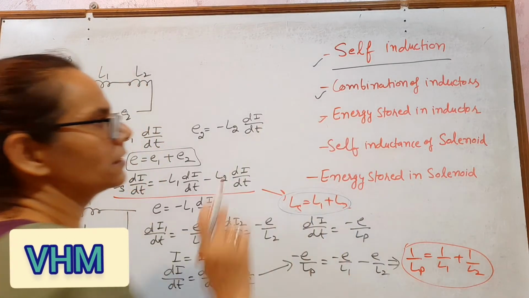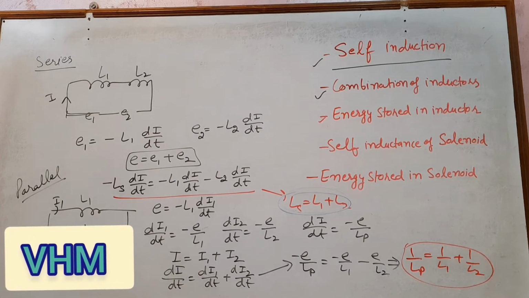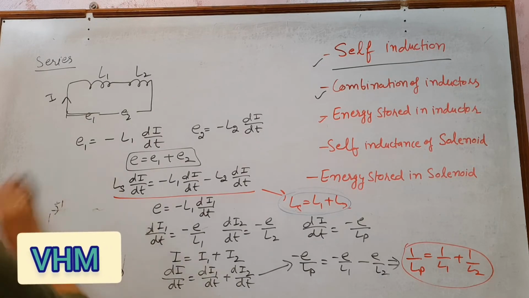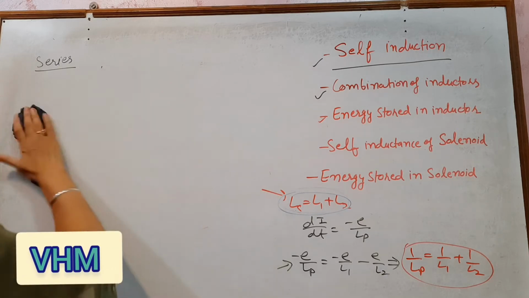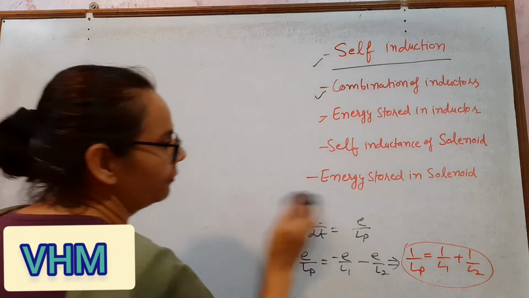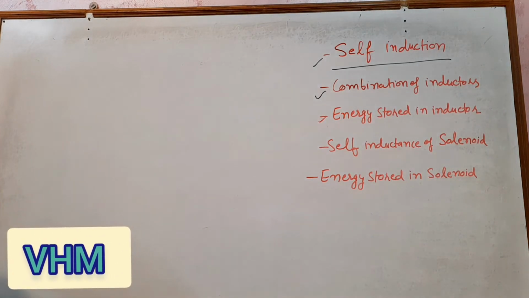Now the next is energy stored in an inductor. When current flows through the inductor, it gives the induction, induced EMF, and that induction will oppose the growth of current.